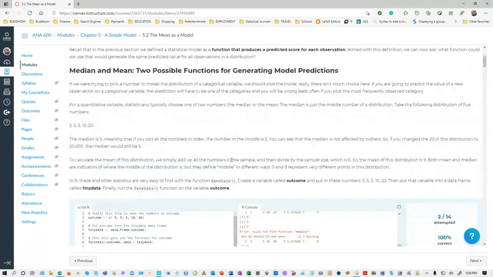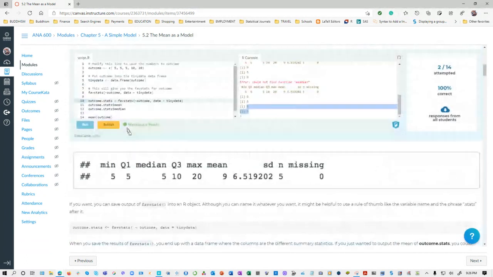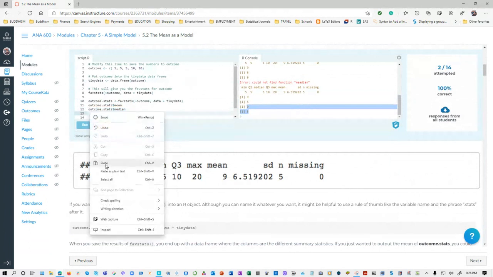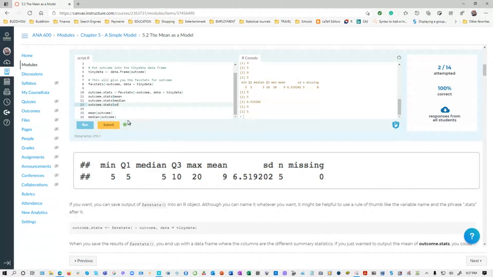There are benefits to that too. If you're looking for the standard deviation, you can do it this way. Look at the standard deviation: you go inside outcome stats, where you have saved the favstats of that data set. If you go inside and ask for SD, it will give you SD. Here, 9.56 and 6.1, the same thing.